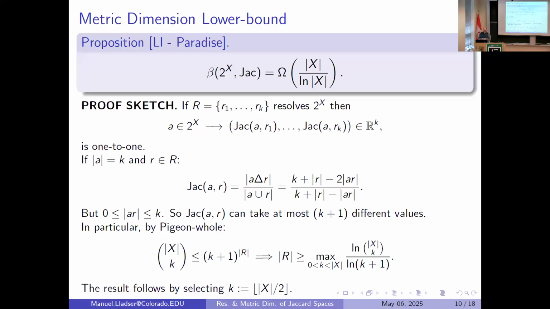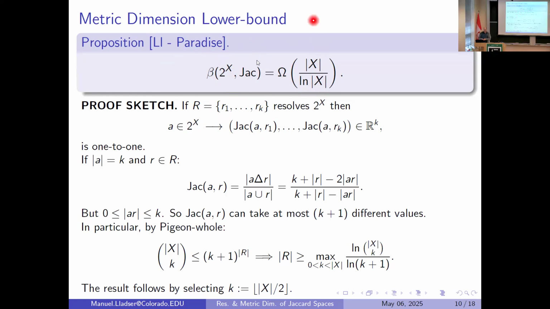Now, when you are dealing with metric dimension, usually one of the bounds comes very easily. In this case, a lower bound comes very easily. So we can show that the metric dimension of this Jaccard space has to be at least of order size of X over the logarithm of the size. And I will tell you very briefly why.